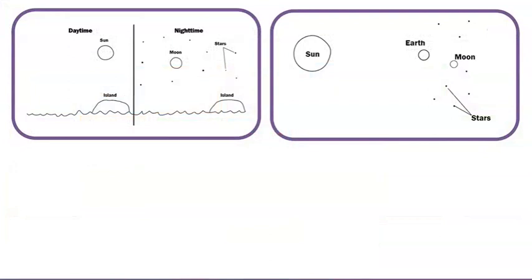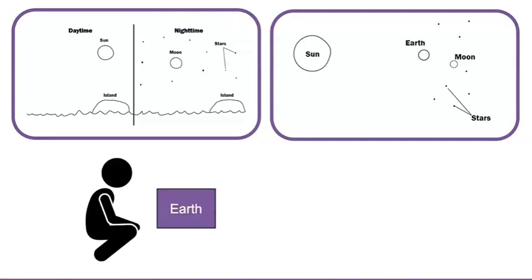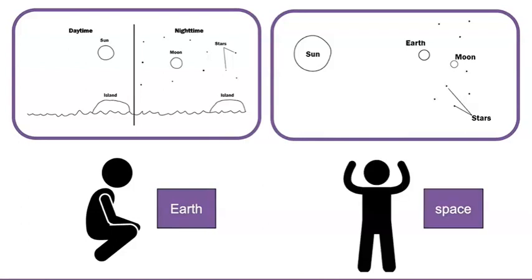Before we dive into answering our questions, let's play a game to review everything we've learned so far. I will read several statements. You complete the sentences by filling in the blank. If you think the answer is Earth perspective, touch your knees. If you think the answer is space perspective, reach for the sky. To get started, stand up.